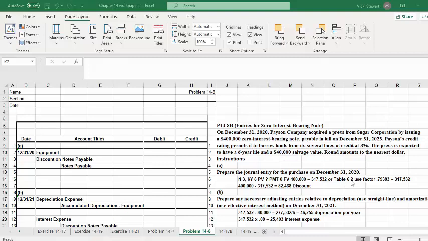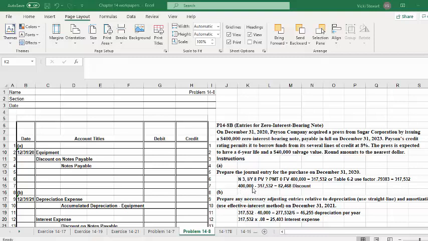So we would go to Table 6.2, we would look up n equals 3, i equals 8, and that would give us a factor of 0.79383. When we multiply that by the face amount of the note, $400,000, we would get the present value of $317,532.